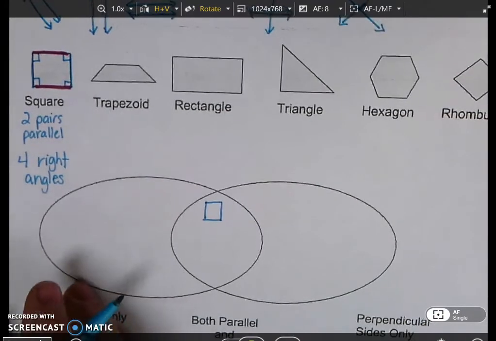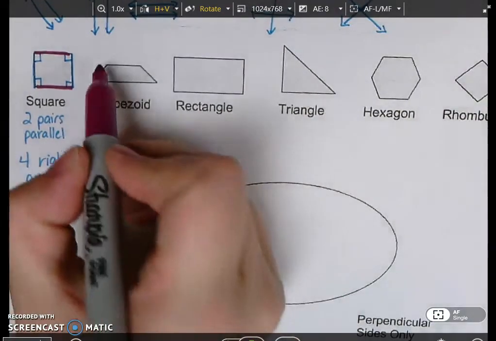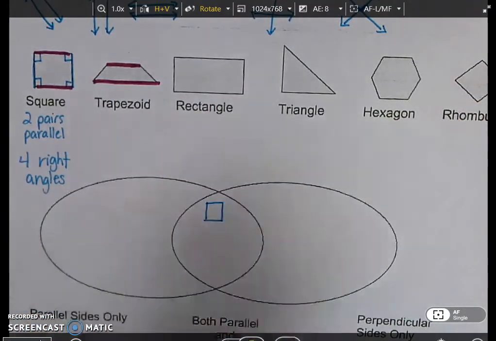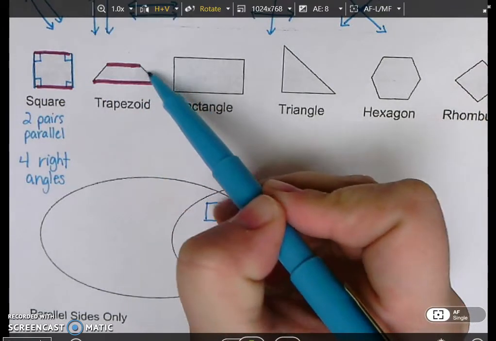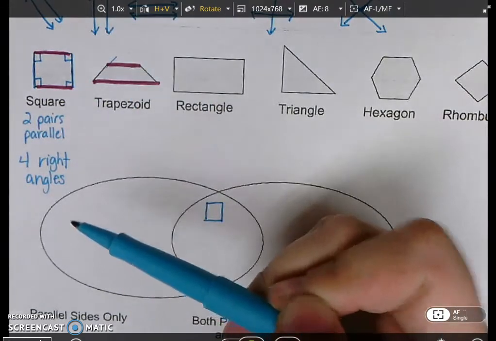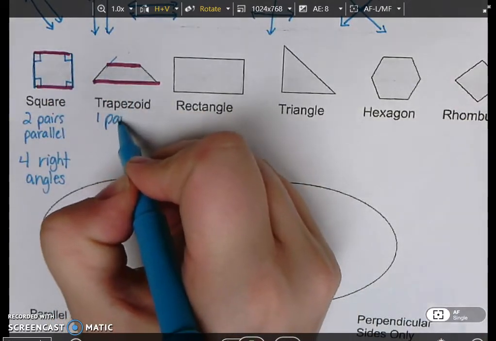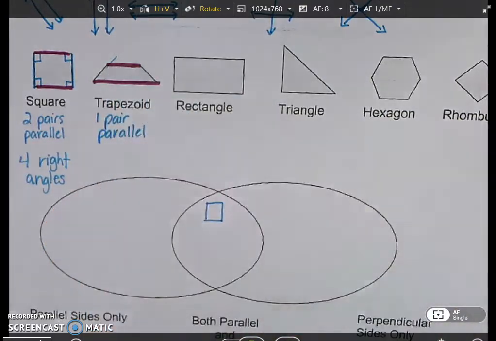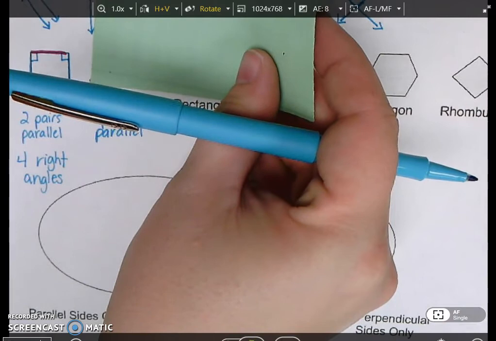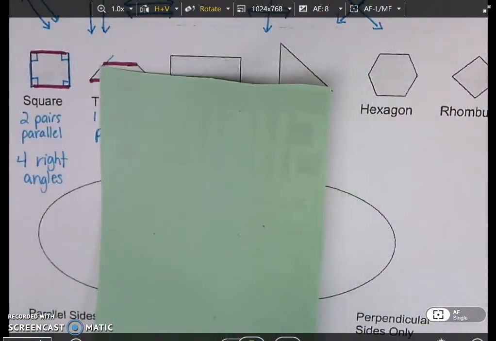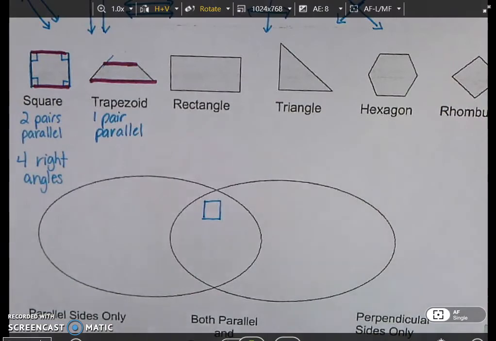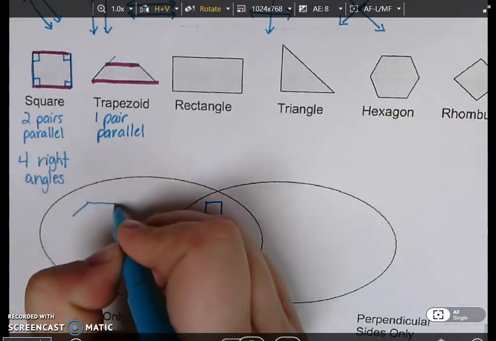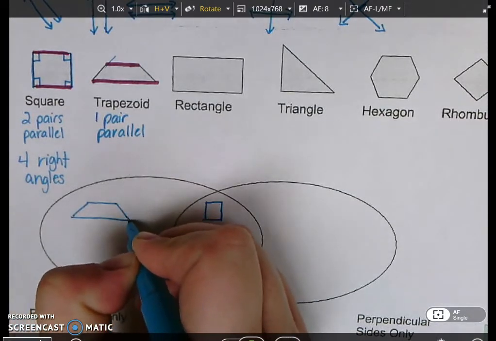So now let's look at our trapezoid. In our trapezoid, I see that these lines here, the top and the bottom, are parallel. These two are not, because if they keep traveling, they would eventually meet each other. So this one has one pair of parallel lines. And if I look at all of the angles here, I don't think they meet at that corner. See, if you look here, that angle doesn't meet at that corner. So this one would be only parallel. So I would draw that trapezoid in the parallel column.